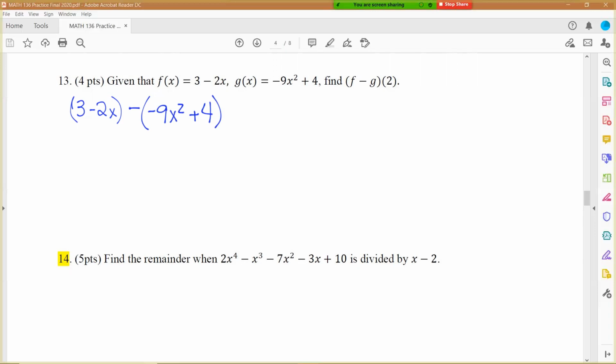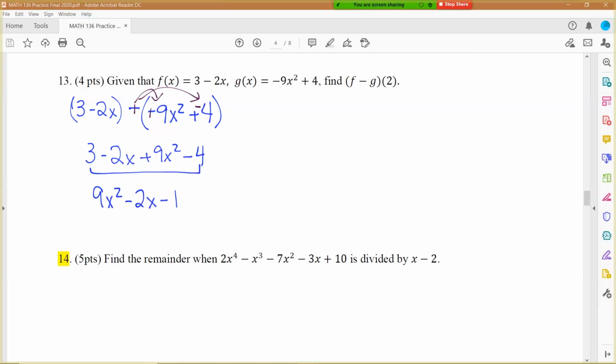So tricky thing here, since this is subtraction, you're going to distribute that negative into your parentheses, which changes all your signs. Biggest mistake I foresee happening is that right there. So with subtraction, you've got to distribute the signs. So now we have 3 minus 2x plus 9x squared minus 4. All you can really do with this is combine like terms and write it in standard form. 9x squared minus 2x minus 1. So that's f minus g.